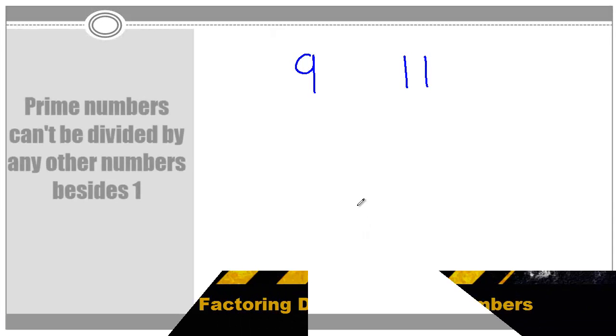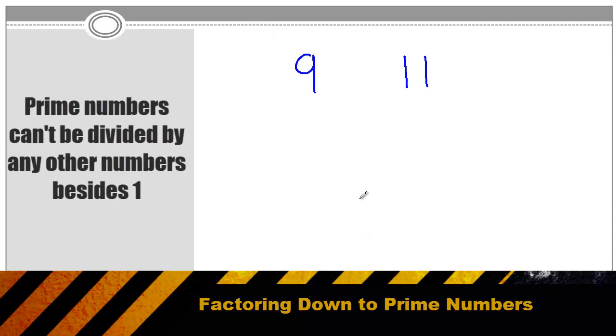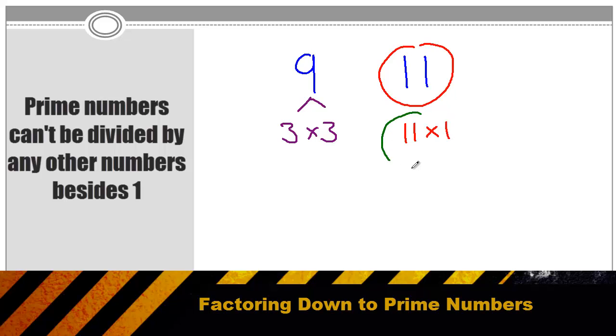Prime numbers are numbers that can't be evenly divided by any other number besides 1. So 9, for example, you could divide that by 3 or break 9 down to 3 times 3. 11, on the other hand, can't be divided by any other integer evenly, so the most you could break 11 down to is 11 times 1. So 11 is prime, but 9, because we broke it down to 3 times 3, is not prime.